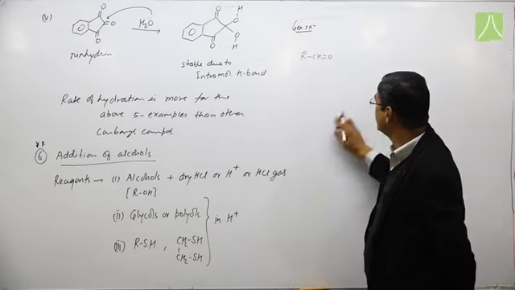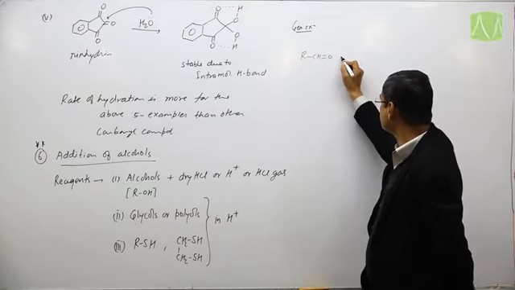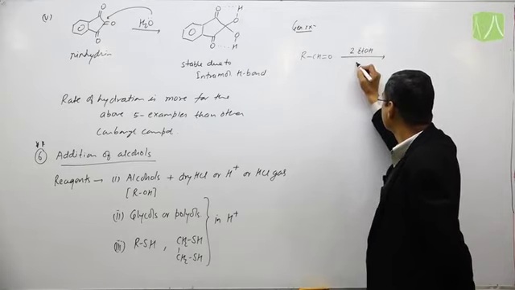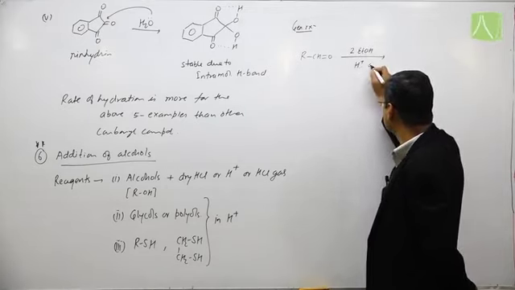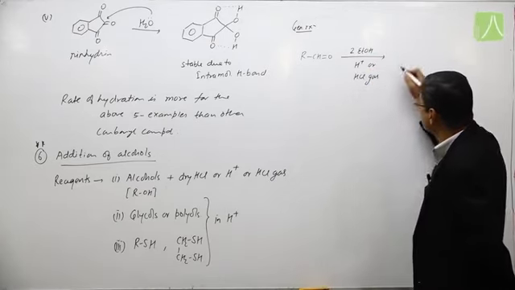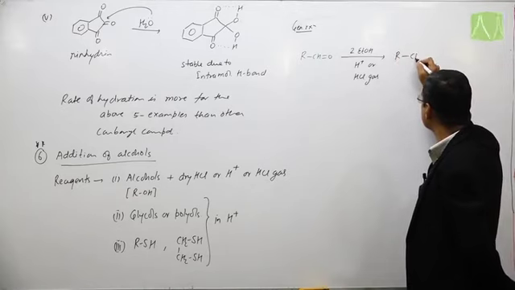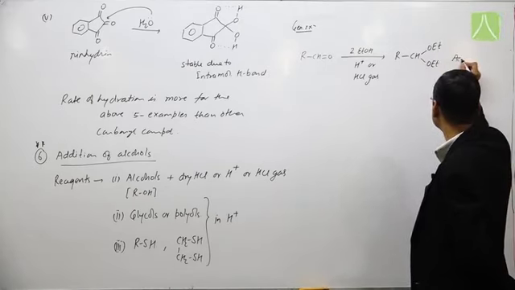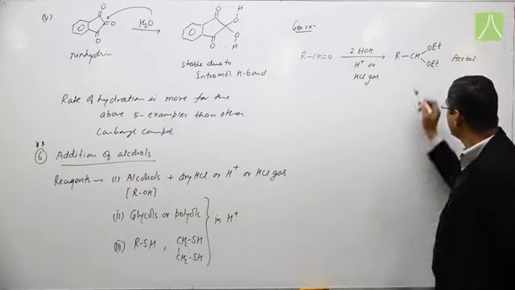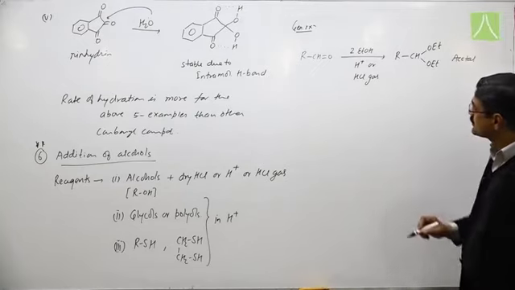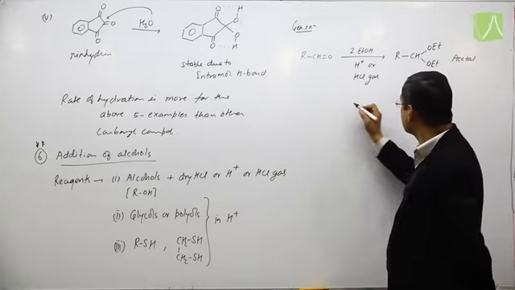Suppose I write one aldehyde with 2 moles of EtOH in presence of H plus or HCl gas. So this reaction produces acetal, with 2 ethers present on the same carbon atom. So 2 moles of alcohol are added in this reaction.